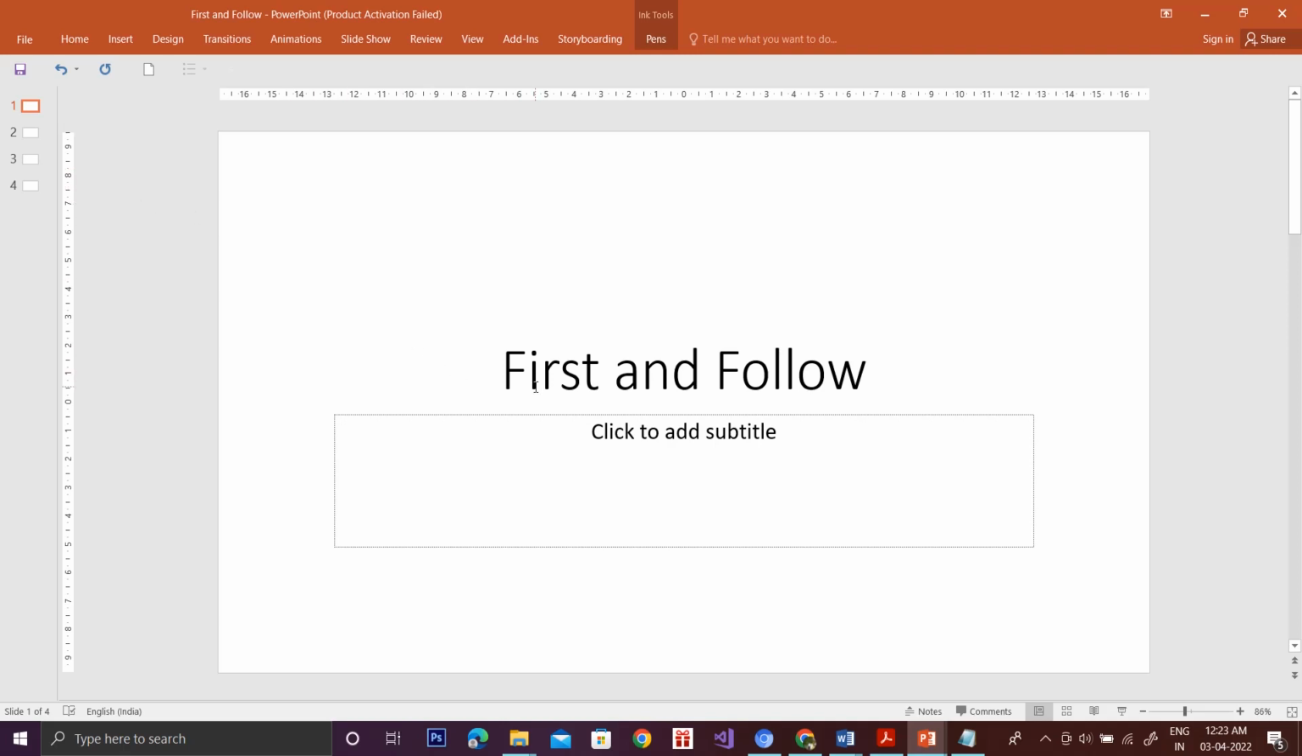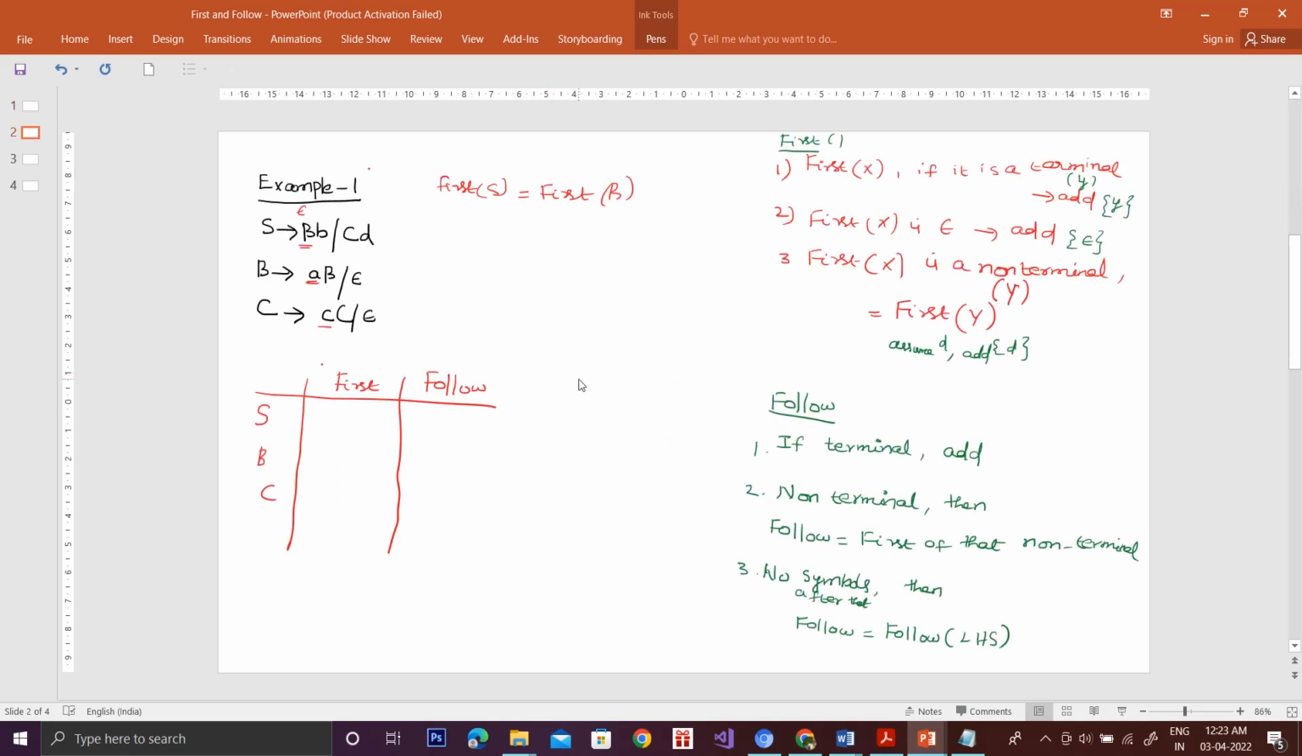Dear learners, today we are going to discuss how to find first and follow. First and follow functions help in the construction of both top-down and bottom-up parsers. Now we'll see an example and find how to compute first and follow.